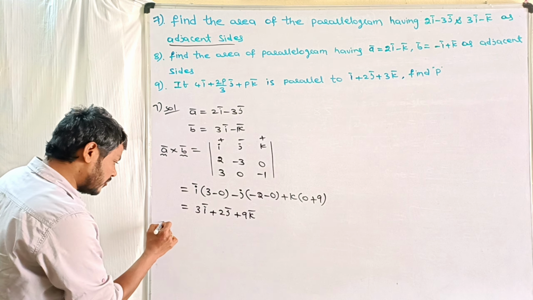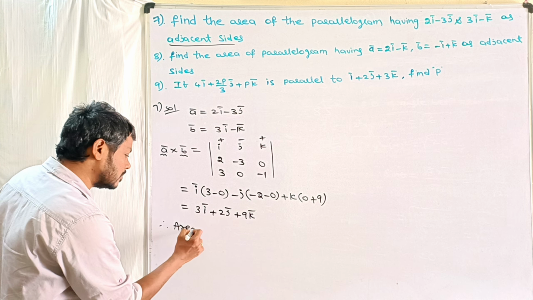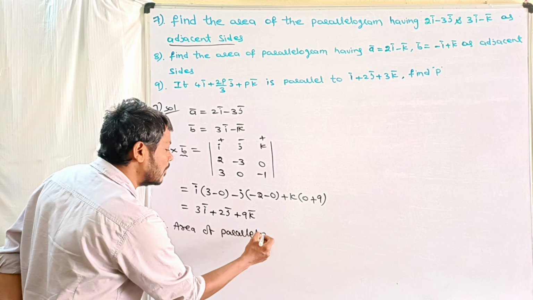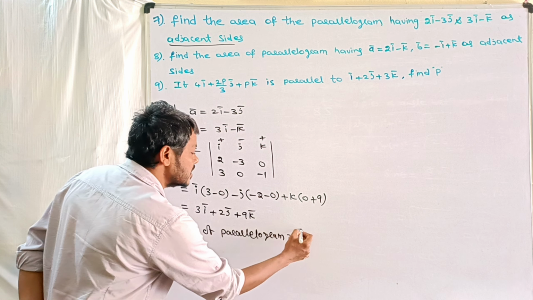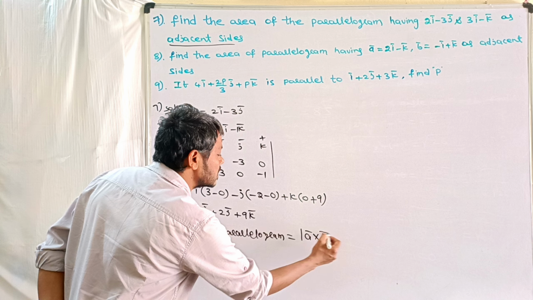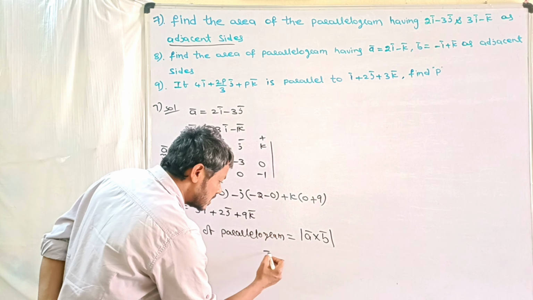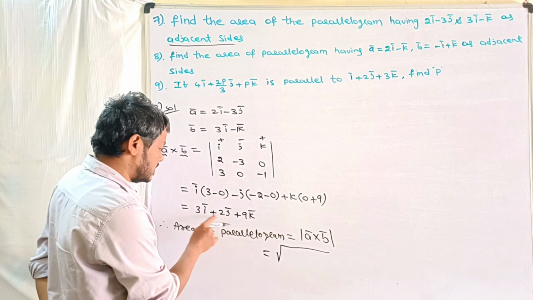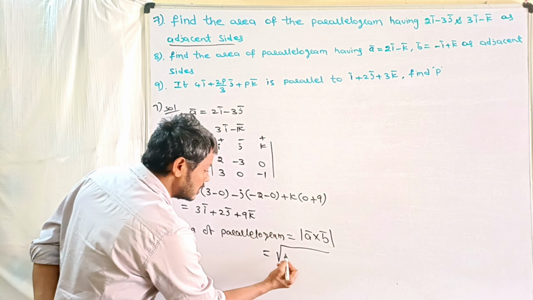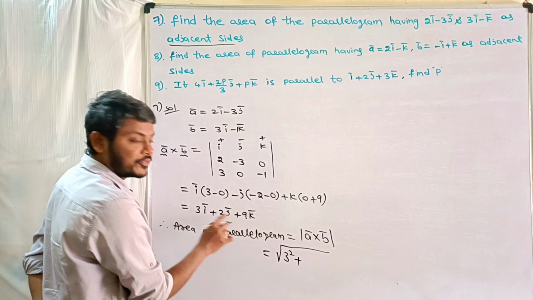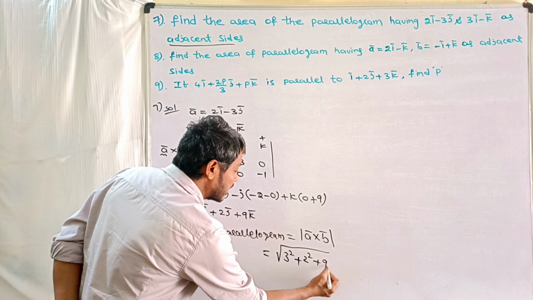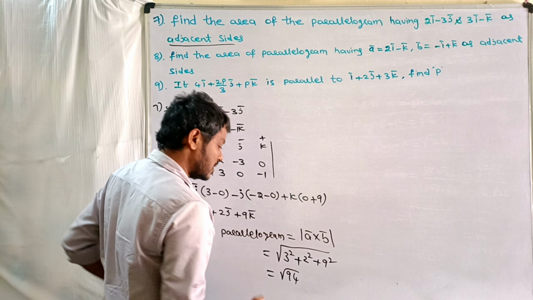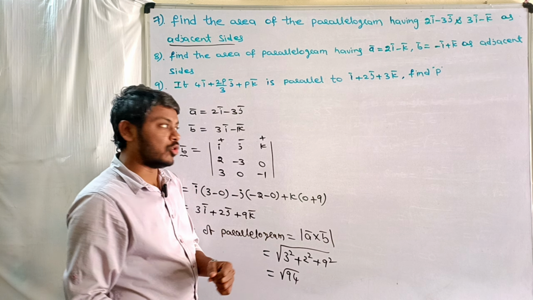Okay. Therefore, what is the area of the parallelogram? Area of the parallelogram is equal to mod A bar cross B bar. See here, modulus means square root of the sum of the squares of the IJK coefficients. First 3 square plus next coefficient 2 square plus 9 square, which is equal to square root of 94. So this is the area of the parallelogram.